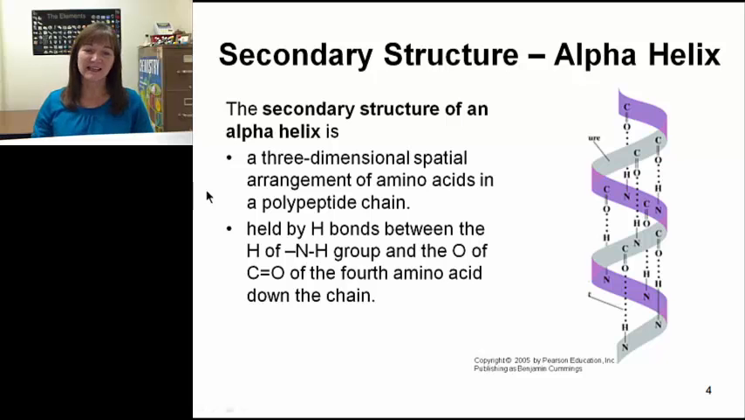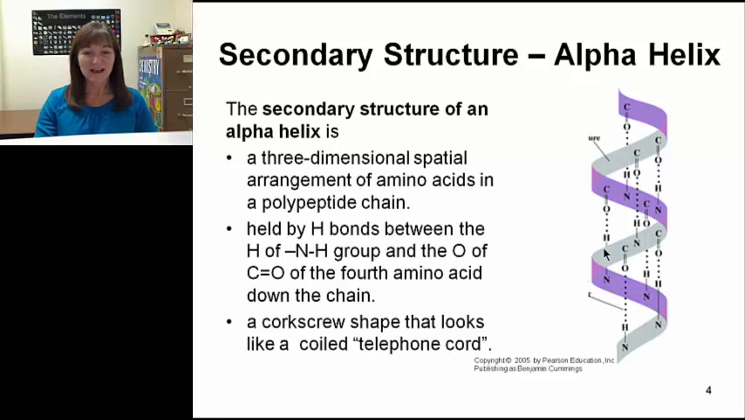The alpha helix is held by hydrogen bonds between the hydrogen of an NH group and the oxygen of a carbonyl group of the fourth amino acid down the chain. Now, I don't expect you to know it in that much detail, but that's what holds this alpha helix in this corkscrew shape. Here's a carbonyl group interacting with the hydrogen on an NH group on the backbone of the primary structure. Okay, so then the last bullet is a corkscrew shape that looks like a coiled telephone cord.